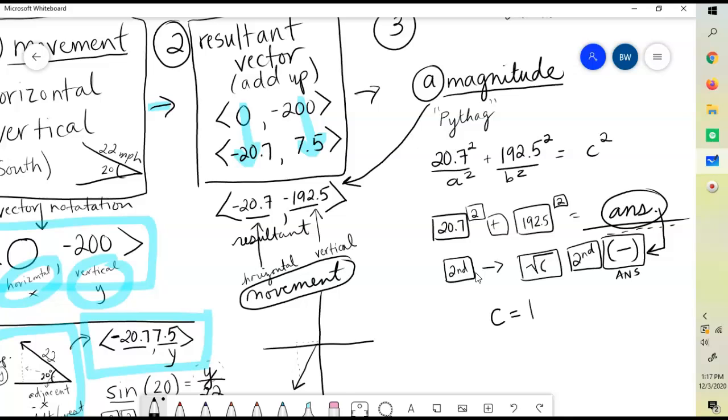Again, c is the hypotenuse, and in this instance, c is going to be equal to the length or the magnitude of that vector, the total vector. We're going to move on to directionality now.